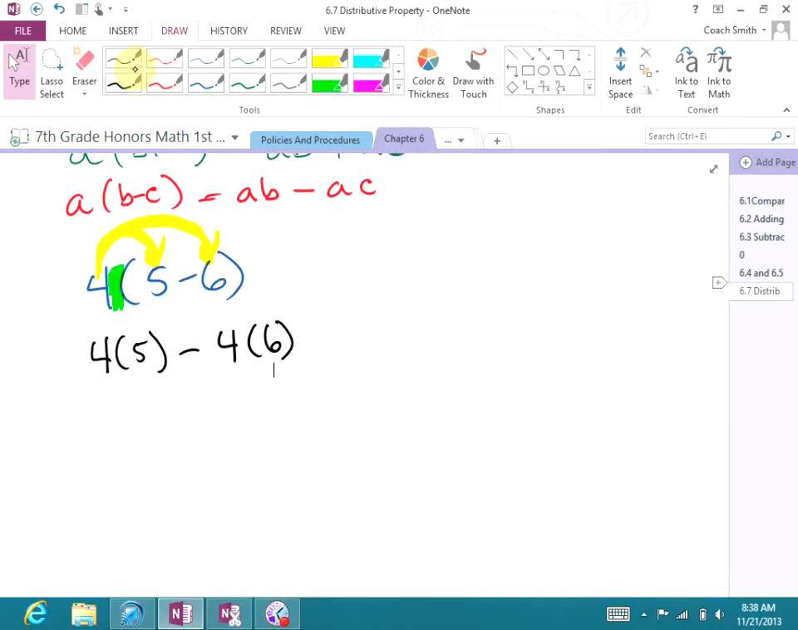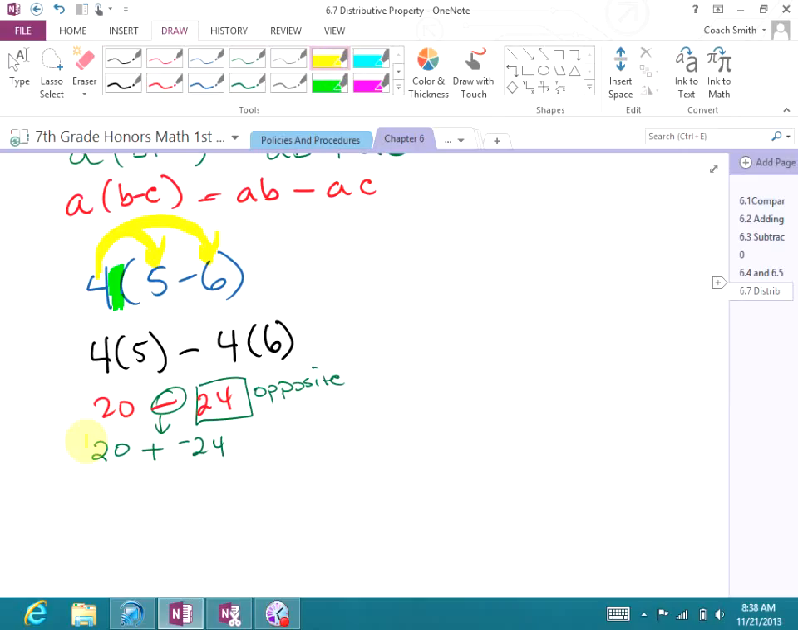Okay, well 4 times 5 is still 20 minus 4 times 6, which is 24. Now, before last week, we would say, oh, you can't do that. 20 minus 24 you can't do. Well, yes, we can. Because we can change this to 20, change that to addition, and do the opposite of the number behind the subtraction sign, which is negative 24.